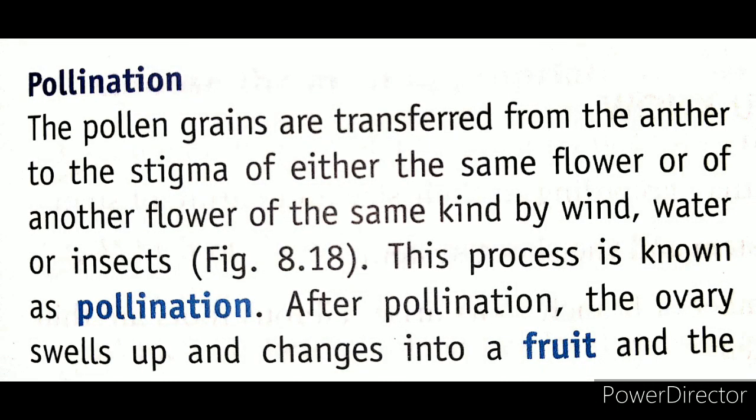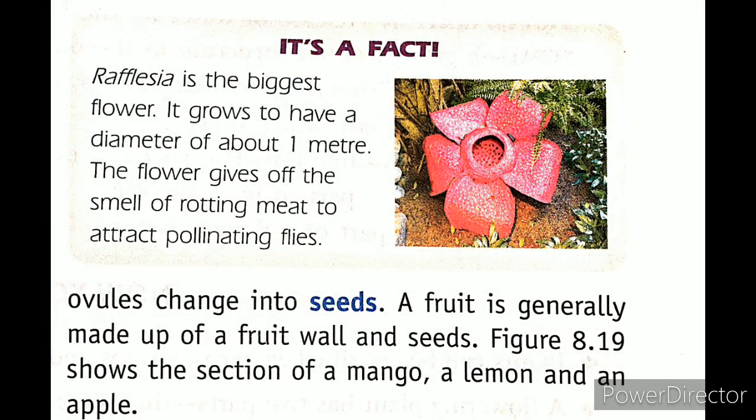So students, next term we have pollination. So let's see. The pollen grains are transferred from the anther to the stigma of either the same flower or of another flower of the same kind by wind, water, or insect. This process is known as pollination. After pollination, the ovary swells up and changes into a fruit, and the ovules change into seeds. A fruit is generally made up of a fruit wall and seeds. Figure 8.19 shows the section of a mango, a lemon, and an apple.